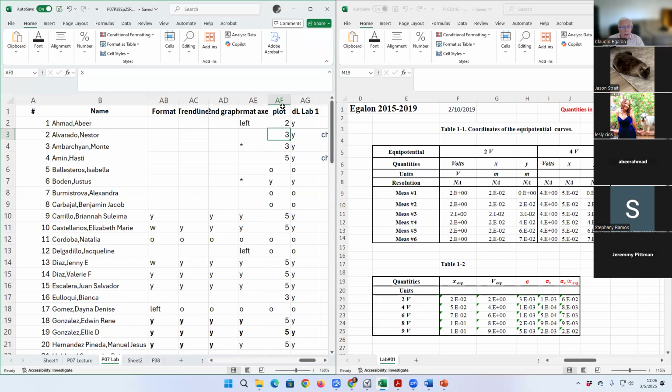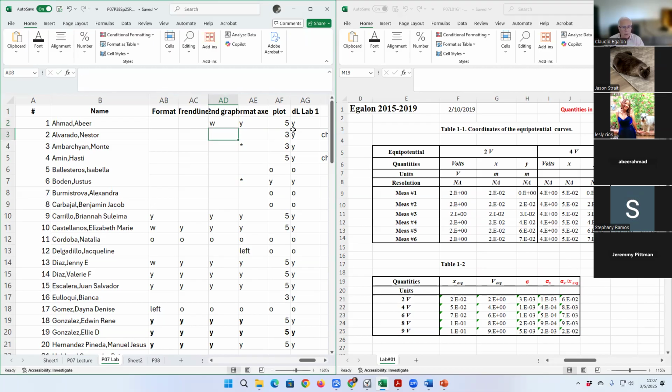Did you plot the equipotentials, Abir, of the previous lab? All 5? Yes, all 5. Okay, good. So what else do we have here? Did you format the axis? Yes, you did that too. Next is the second graph. Did you do the second graph? I am almost done with the second graph. Okay, so you're working on that, right? Yes, working on the second graph.